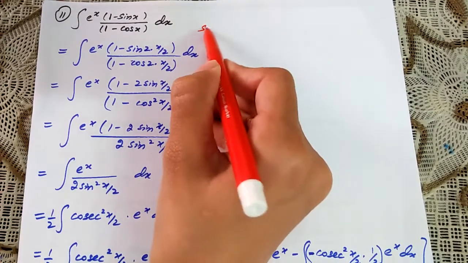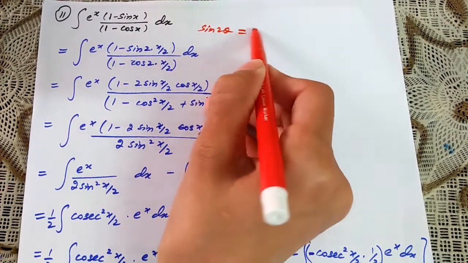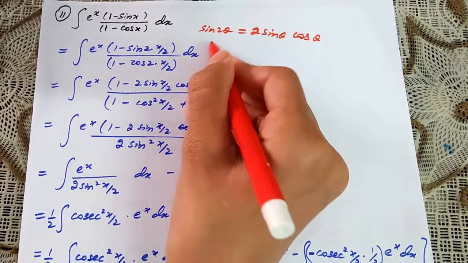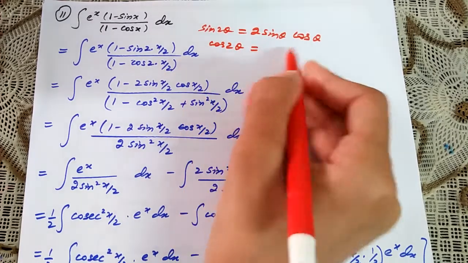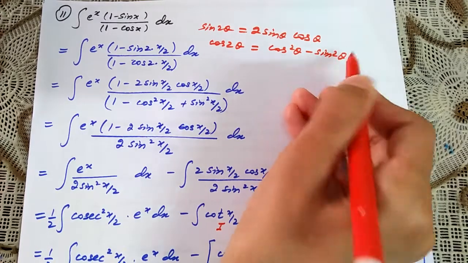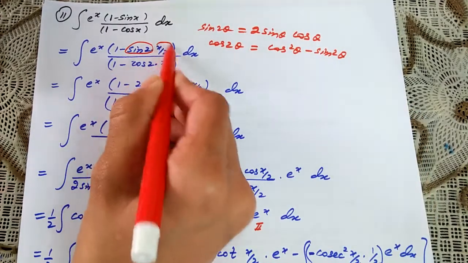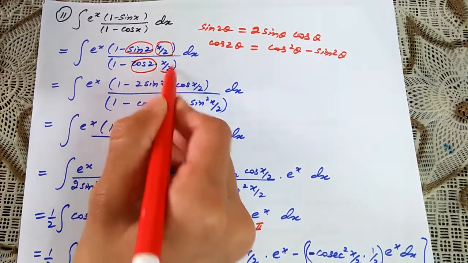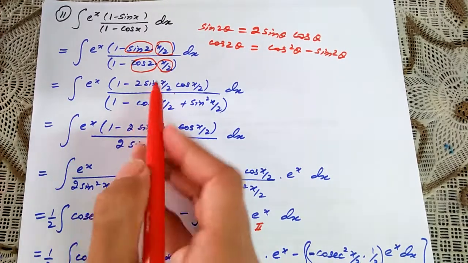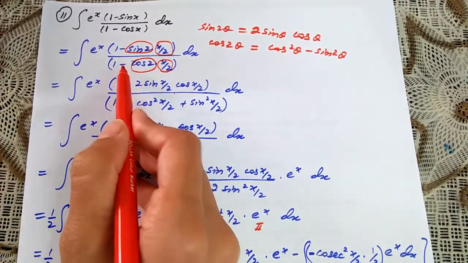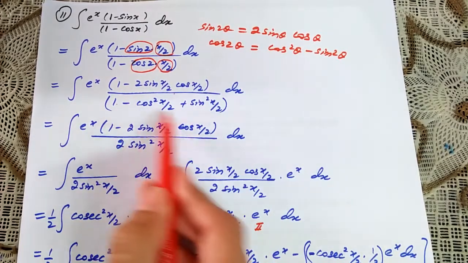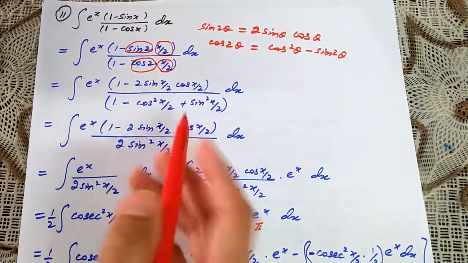We know that sine 2 theta is equal to 2 sine theta cos theta, and cos 2 theta is equal to cos square theta minus sine square theta. Just replace it using these identities. 1 minus this, due to this negative sign it will be multiplied inside, and we will get this denominator.